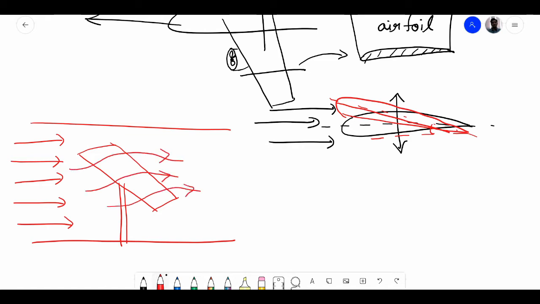Either you can visualize this flow using some visualization method, such as if you put some smoke here, that will travel over the wings like that, and you can see how the flow is happening.